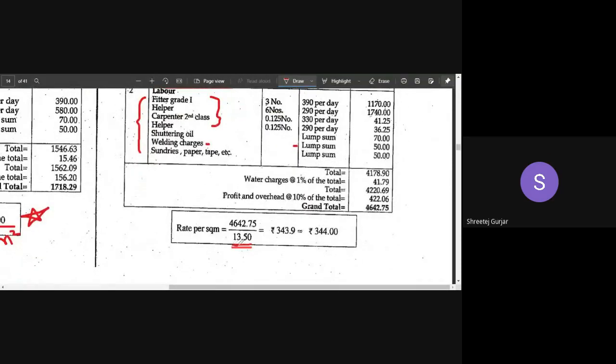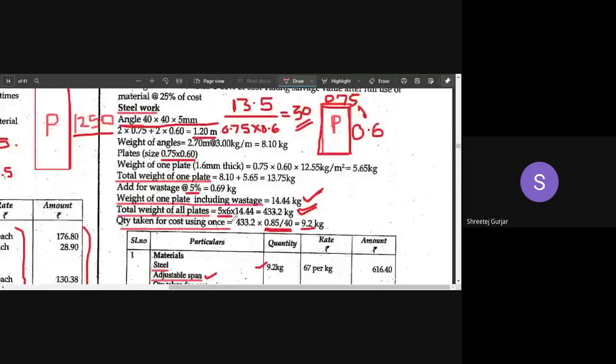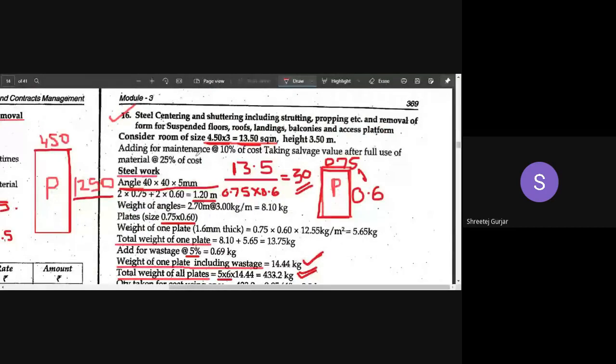Don't forget to divide by the area of your room. Area of your room is 13.5. So we have arrived at this 4344 rupees per meter square. Okay, so we have done the rate analysis for a room, or the form work required for a room. So this is a similar example which we have done for steel, right? The steel in the first numerical for steel. The same thing you can follow. You will be able to solve this particular numerical.